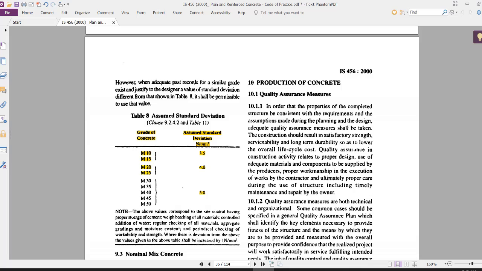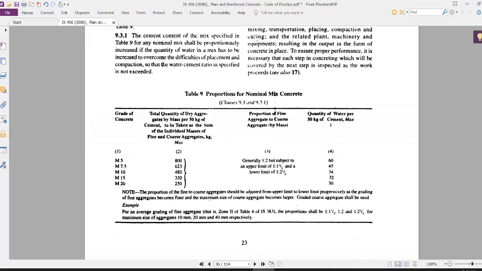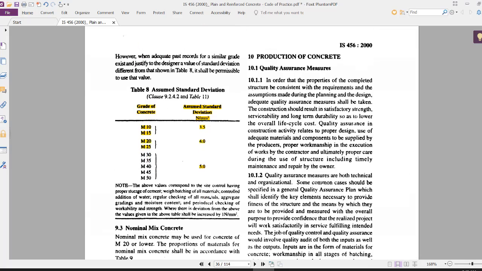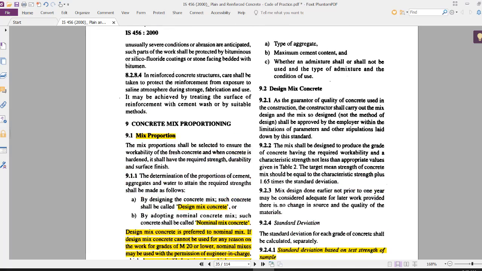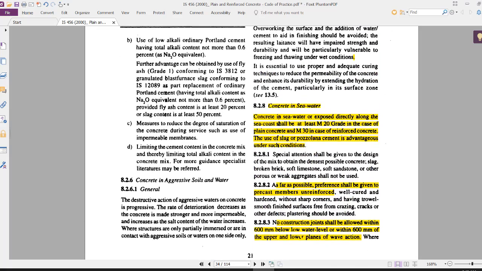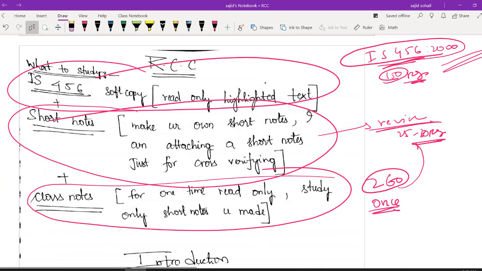and more than enough. Even the tables that are important, for example table 9 was not important, so I haven't highlighted anything, but in table 8 something is important, so I have highlighted. So only the highlighted text you have to read and your IS 456 part will be done. It will be so simple. Within one day you can read the entire 456 which I have highlighted, and you will understand it also. So this is what you have to do.